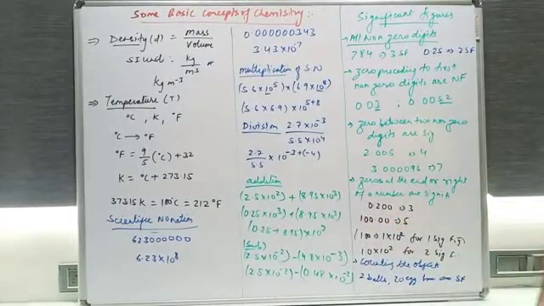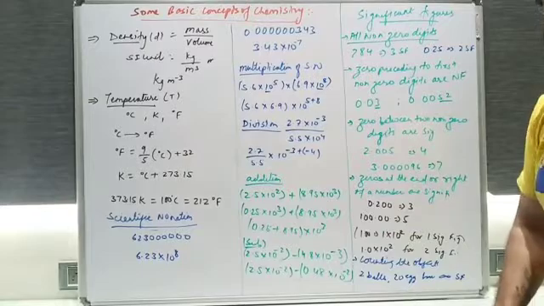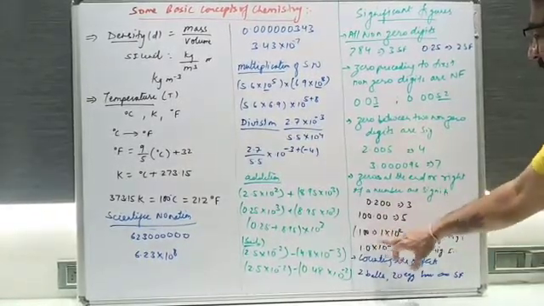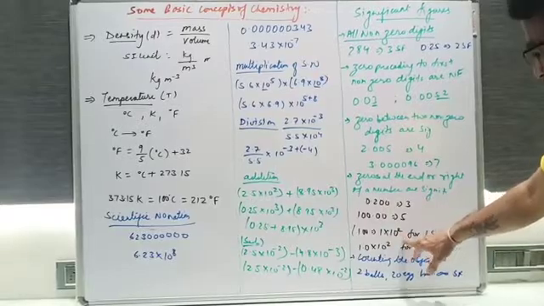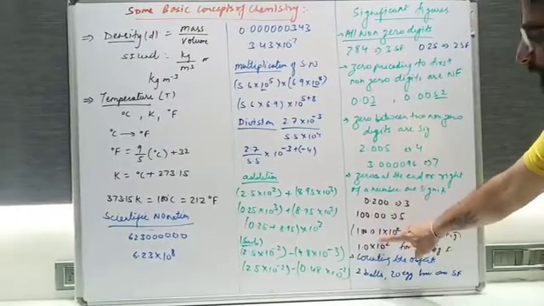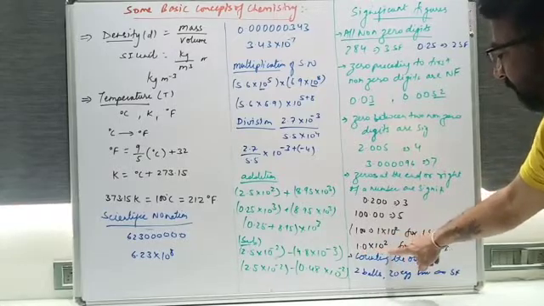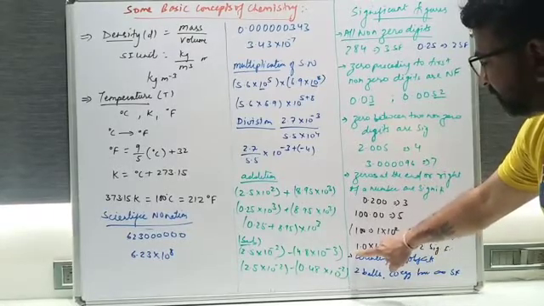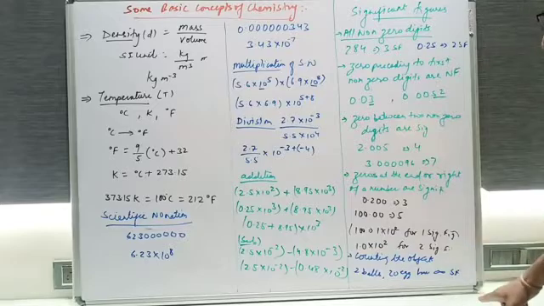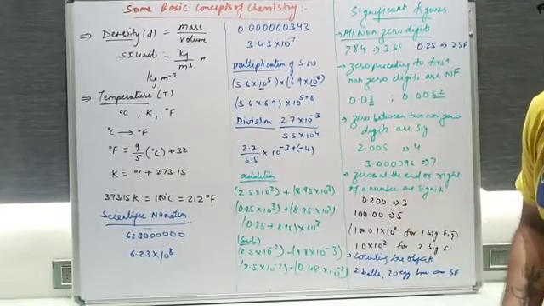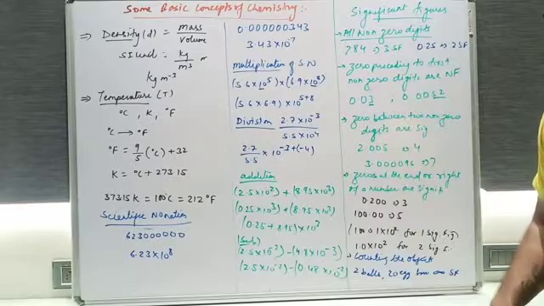5 are there. But here 100 will have a different writing method. Suppose 100 can be written as 1 into 10 to the power 2. So you can make it one significant figure, that will be this one. Are you getting me? Suppose 1.0 into 10 to the power 2. So how many significant figures are there? 1 or 2? 2 significant figures are there. So we can write it in scientific notation and make it as the significant figures.